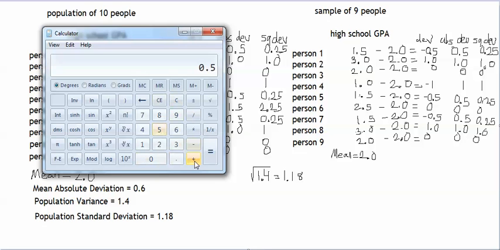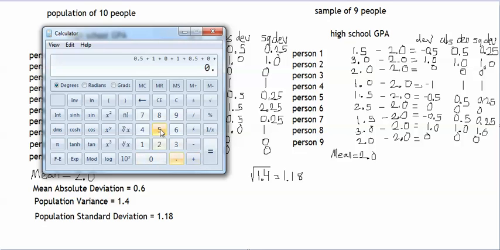When we were dealing with the entire population, we added the 10 squared deviations and divided the total by 10 to get the mean of the squared deviations. And that ended up being our variance. Our variance was 1.4.